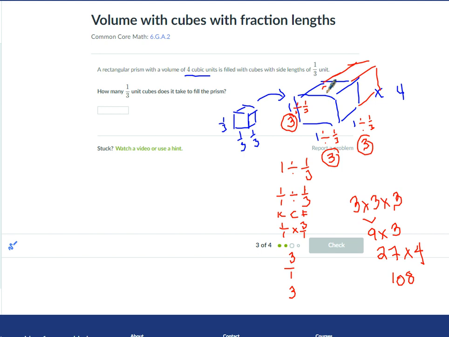Because again, each one is 27, another 27, you have another one with another 27, and then a fourth one with another 27. So 27 times 4 would be 108 of the 1/3 cubic units.